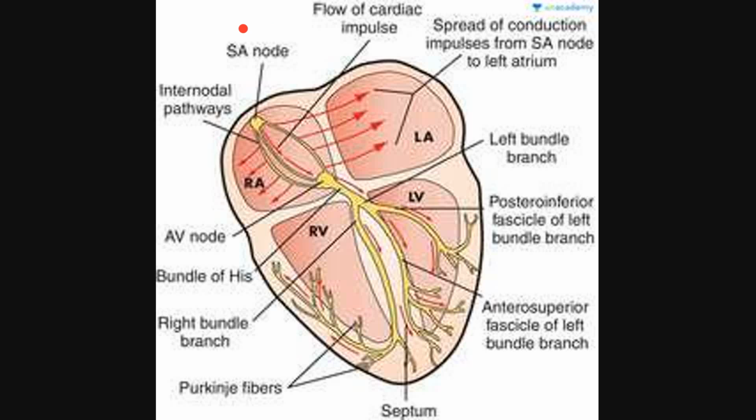And another important concept is that you can see that from the SA node the impulses are moving within the atria, but these are not going directly into the ventricles. This happens because the atrioventricular septum, which is present between the atria and ventricle, is fibrous and does not allow electrical impulses to reach ventricle directly from the atria. So this property and the fibrous nature of atrioventricular septum is of quite importance.